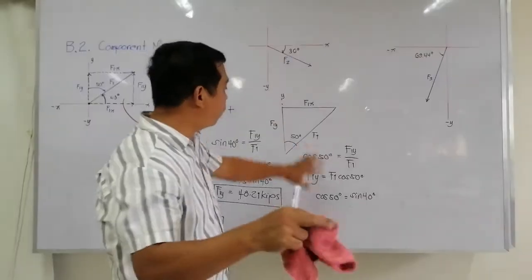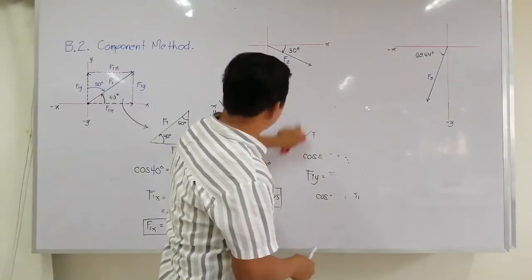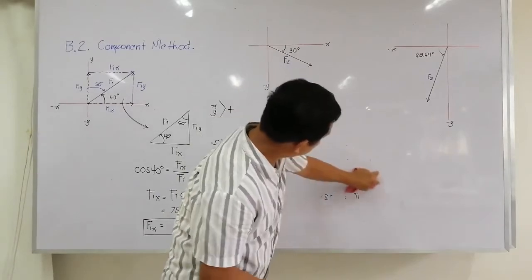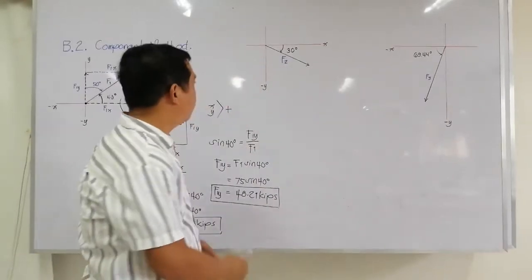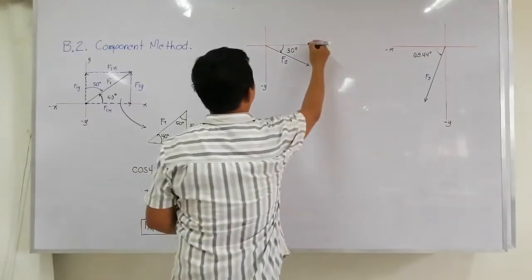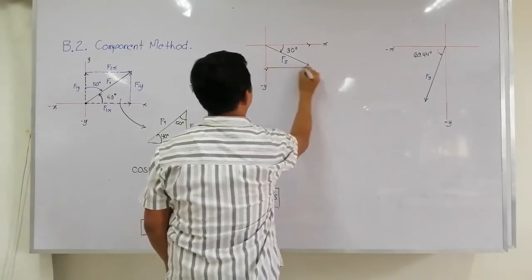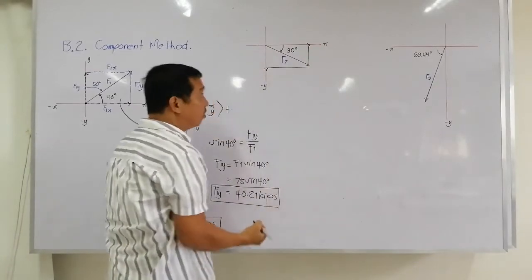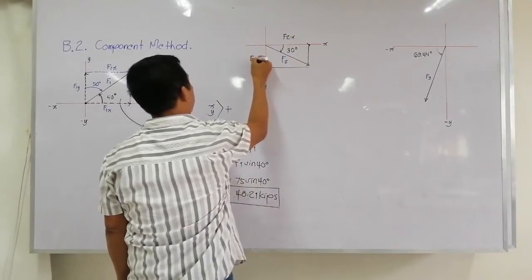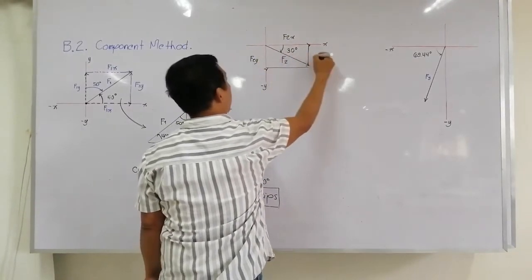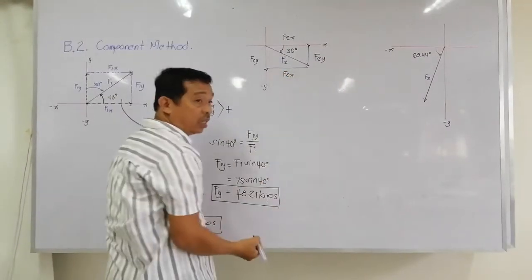Now, allow me first to have this erased. Sa F2 tayo pumunta. Kung F2 ang ating kukuhan, F2 ang kukunin natin, ito yun. So, kukunin natin ang components. Gagawa tayo na rectangle. This represents your F2x. This represents your F2y. Kung ito yung F2y, ibig sabihin ito F2y din. At ito ay F2x din.